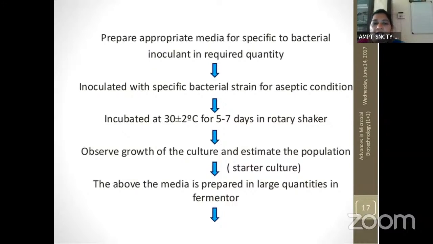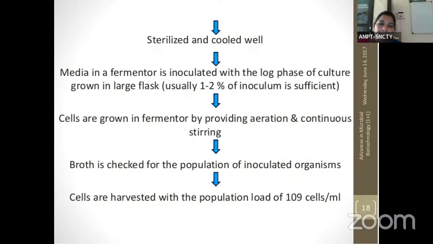First, we have to prepare the appropriate broth for specific bacterial inoculum in required quantity. Then inoculate with specific bacterial strain under aseptic conditions. Then incubate at 32 plus or minus 2 degrees centigrade for 5 to 7 days in a rotary shaker to provide the aeration. Observe the growth culture and estimate the population in the starter culture. This starter culture can be used for further production of large quantities in the fermenter.